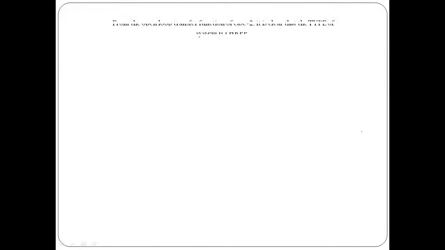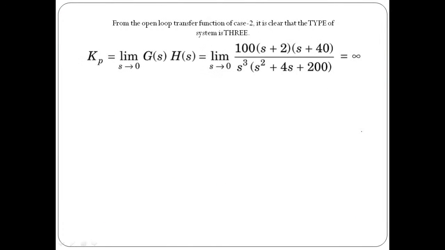If you are done with this, now let us try to calculate for the second system which is given to us in the numerical. Again, our objective is to find the value of Kp, Kv and Ka. But in this case, the type of system is 3. That is important because we have 3 poles available at origin.